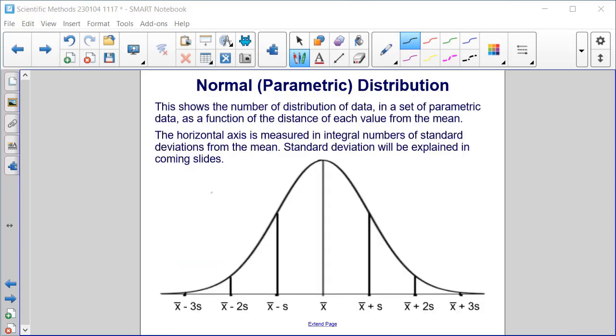This shows the distribution of data in a set of parametric data as a function of the distance of each value from the mean. So here's the mean. The horizontal axis is measured in integral numbers of standard deviations from the mean. So 1 standard deviation, 2 standard deviations, 3 standard deviations in one direction, 1, 2, and 3 standard deviations in the other direction. Standard deviation will be explained in coming slides.